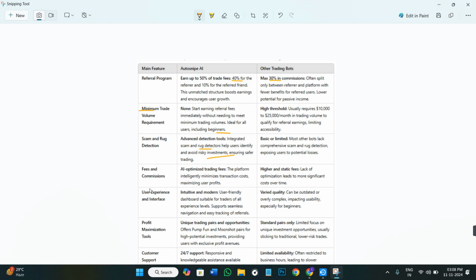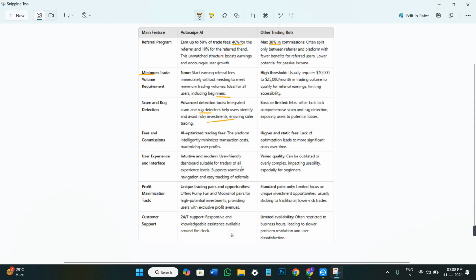Next, if we talk about the fees and commissions, in Autosnipe AI, you will get AI optimized trading fees, which is one of the best features of Autosnipe AI. Whereas in the other trading bots, you get higher static fees and there is a lack of optimization. So in this point, Autosnipe AI stands out.